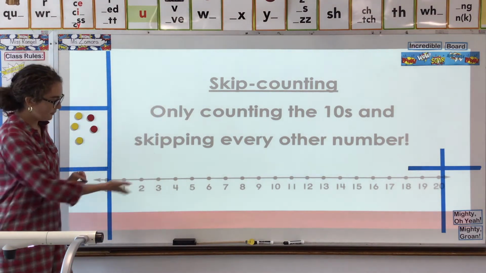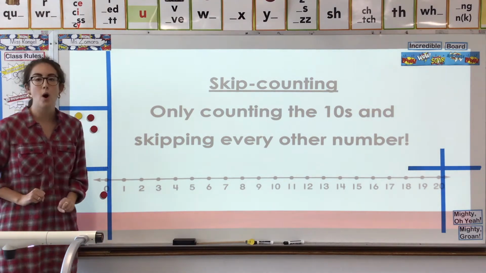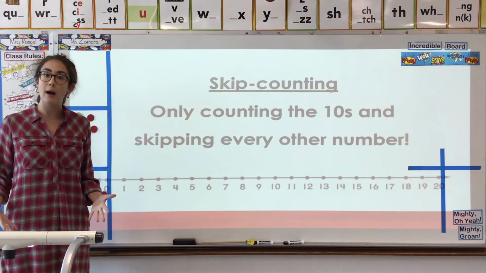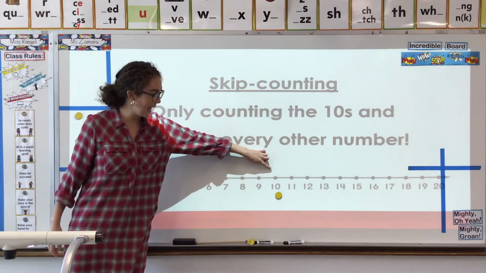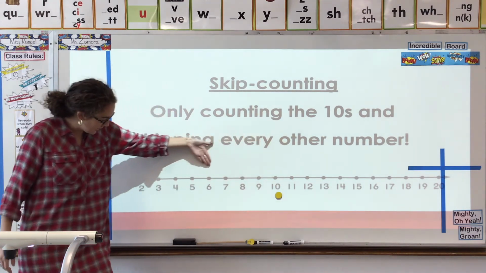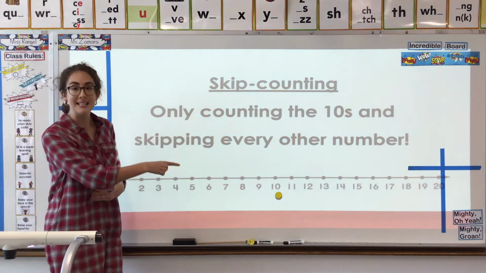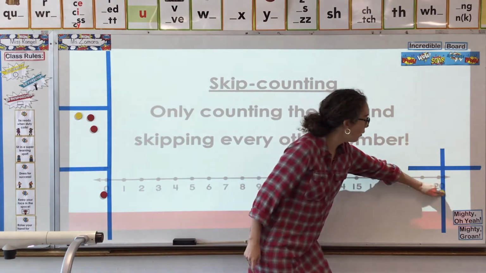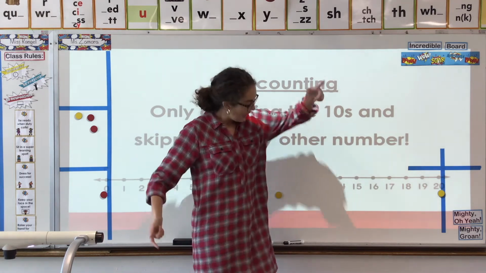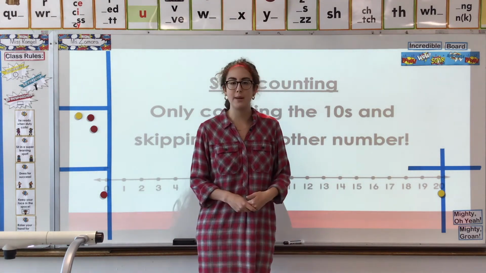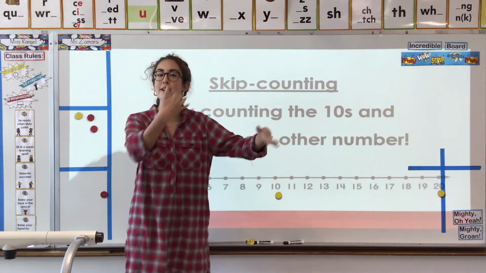So for example, this is a number line from 1 to 20. If we're starting at 0 way over here, and we're skip counting by tens, we're only going to count the next 10, and we're going to skip everything in between. So skip counting by tens means we're only counting every 10 number.